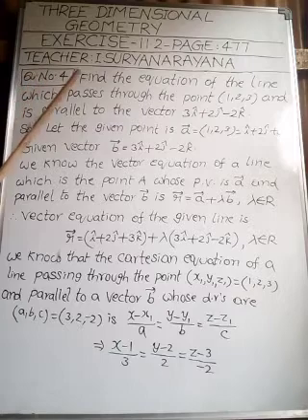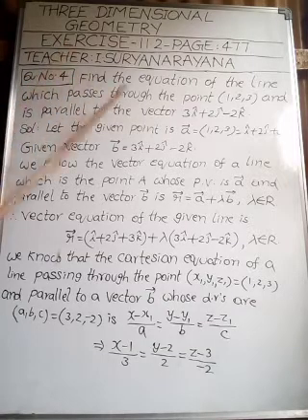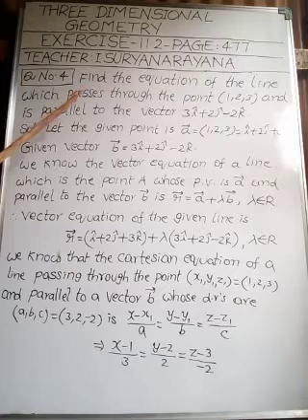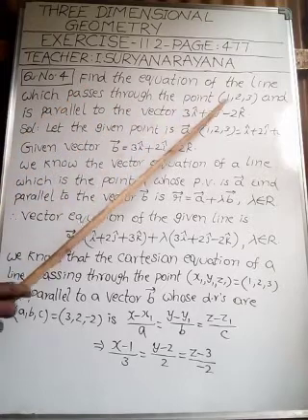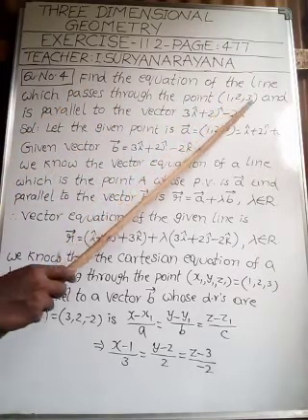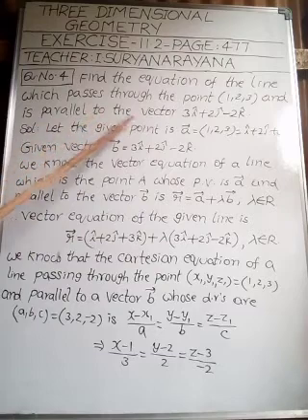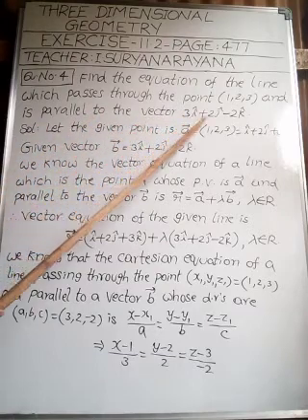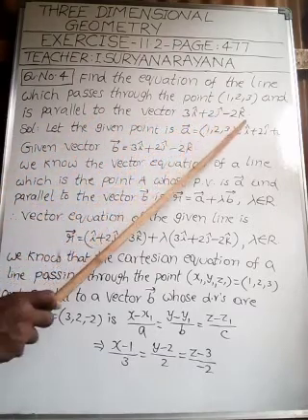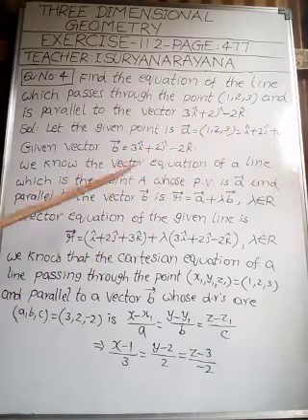Fourth question in the exercise. Find the equation of the line which passes through the point ordered triplet 1, 2, 3 and is parallel to the vector 3i cap plus 2j cap minus 2k cap. Understood this question, my children?